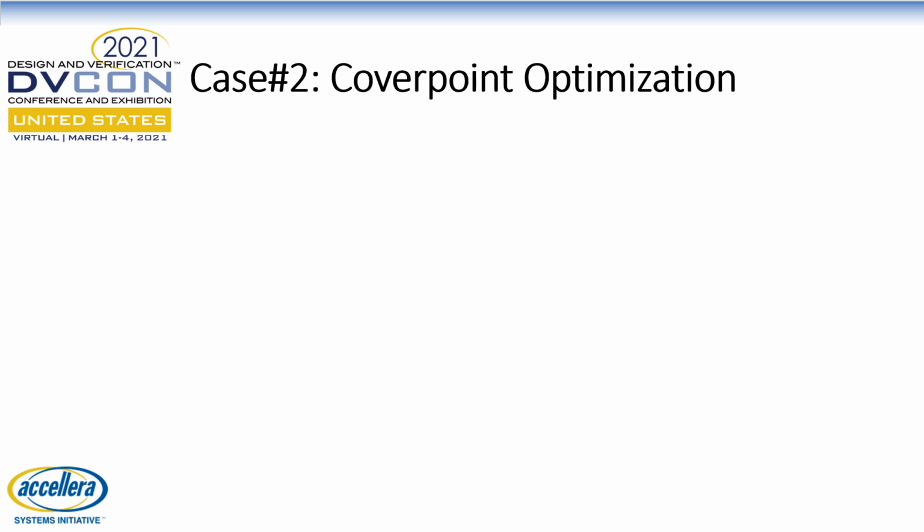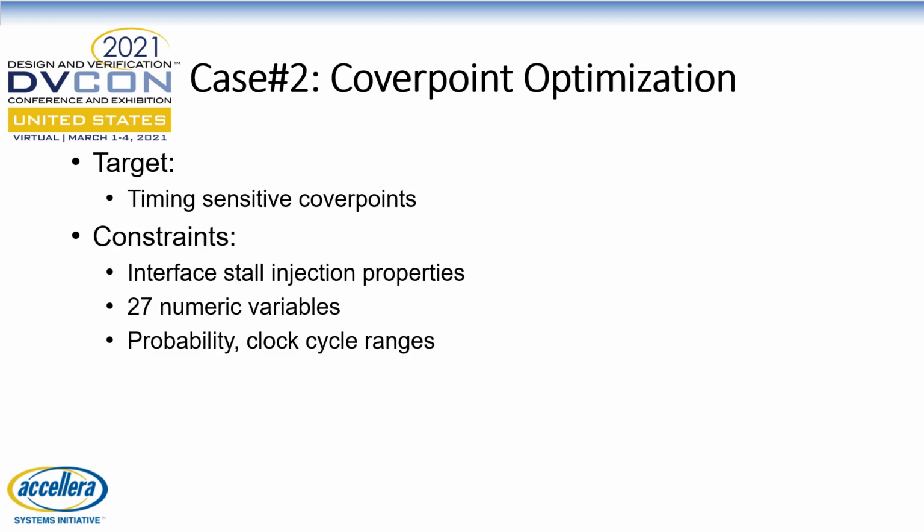In the second test bench, the objective was to improve the cover counts of multiple timing-sensitive cover points in the design. In order to better cover such cover points, this test bench had the capability of injecting random stalls to internal interfaces. There were 27 numeric constraints overall that controlled properties of the stall injection, such as the injection probability and the number of stall cycle ranges.